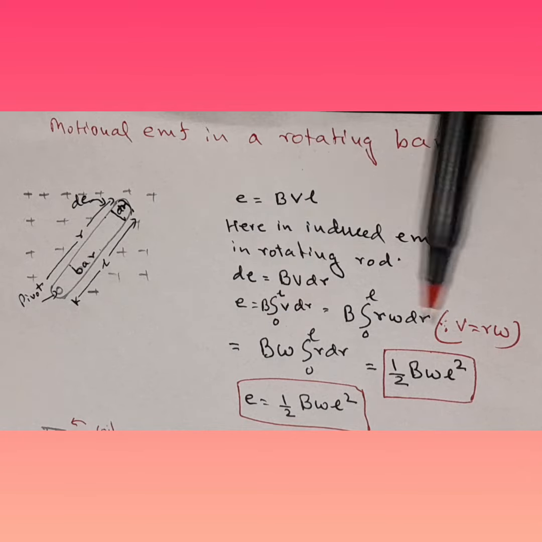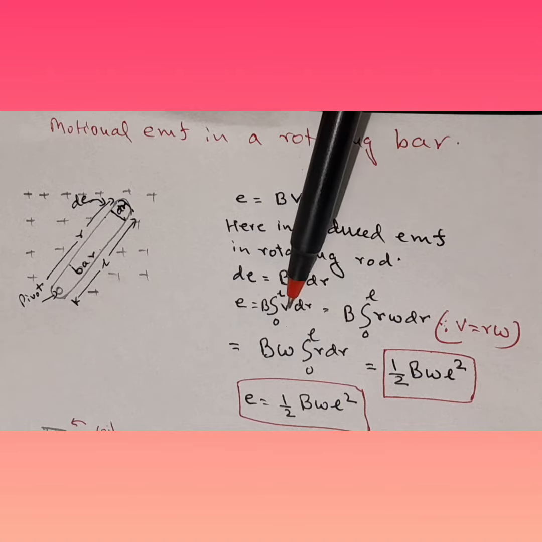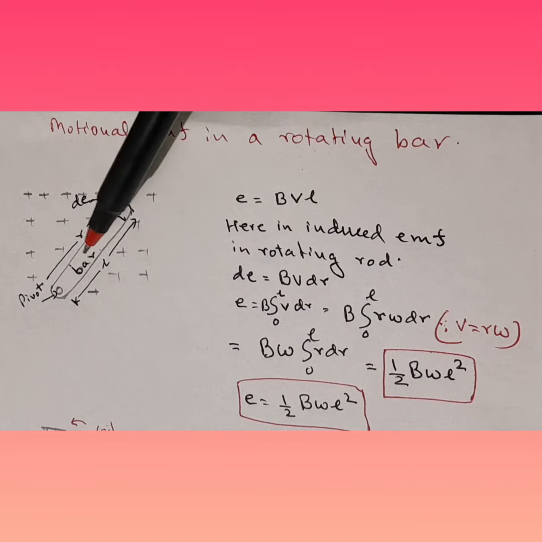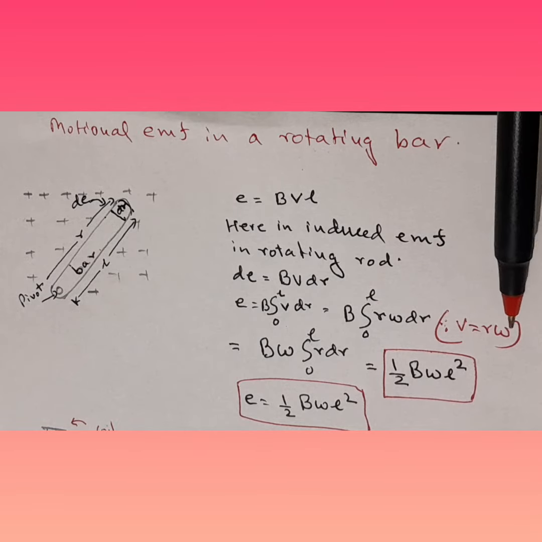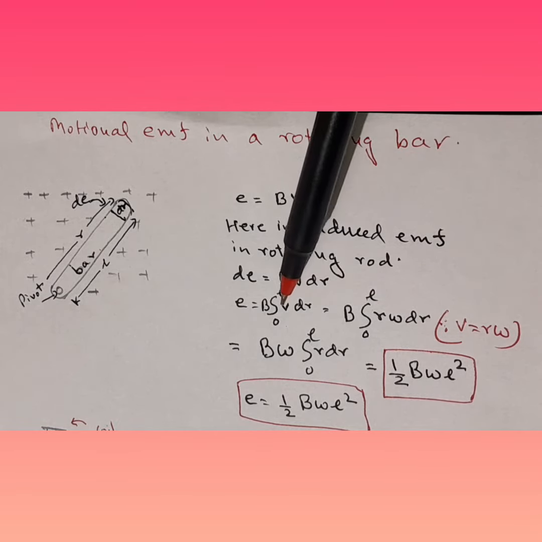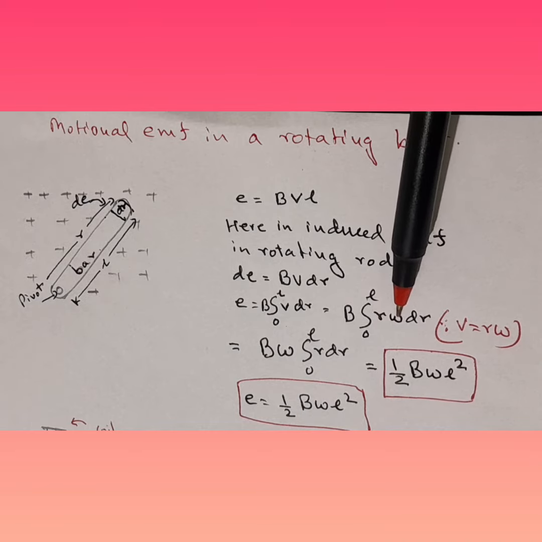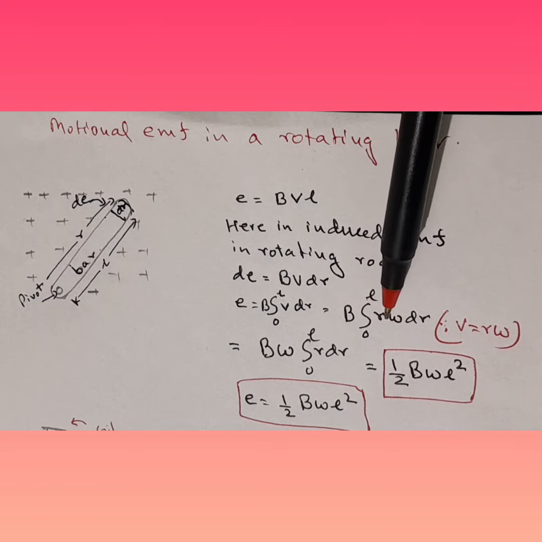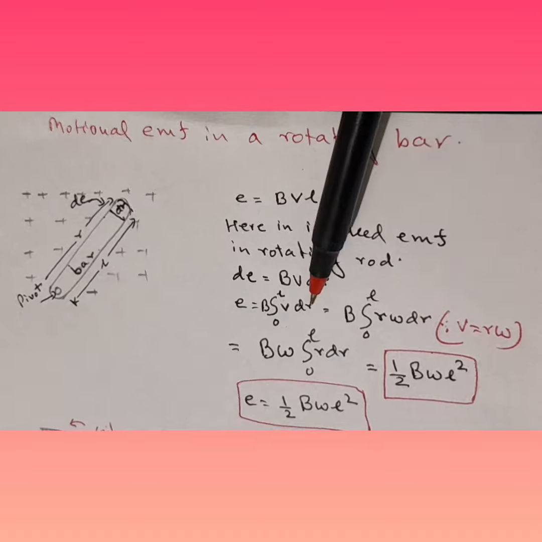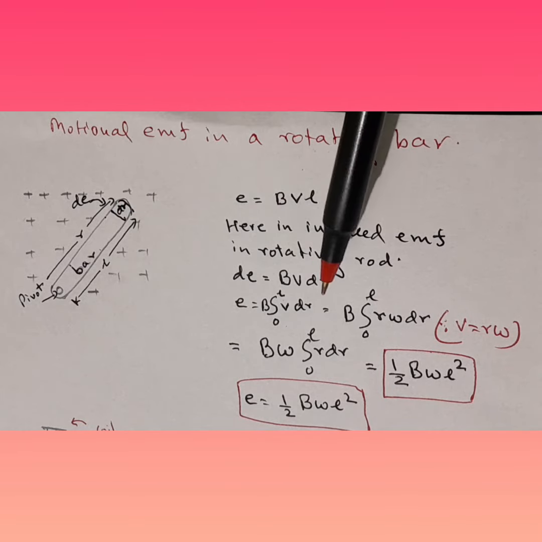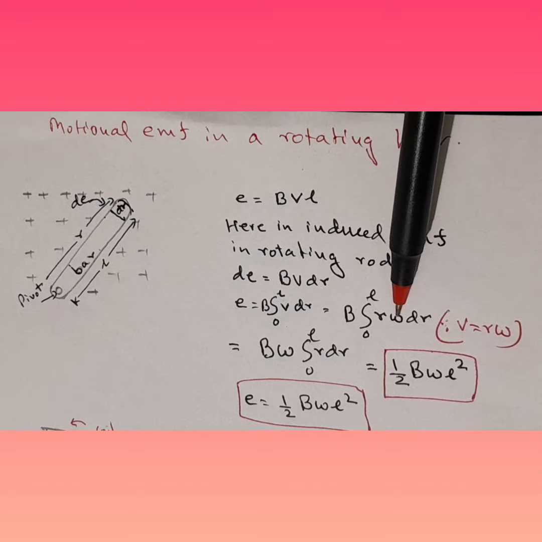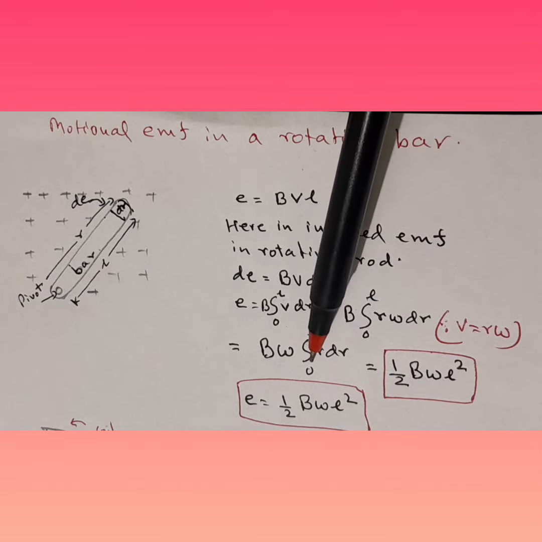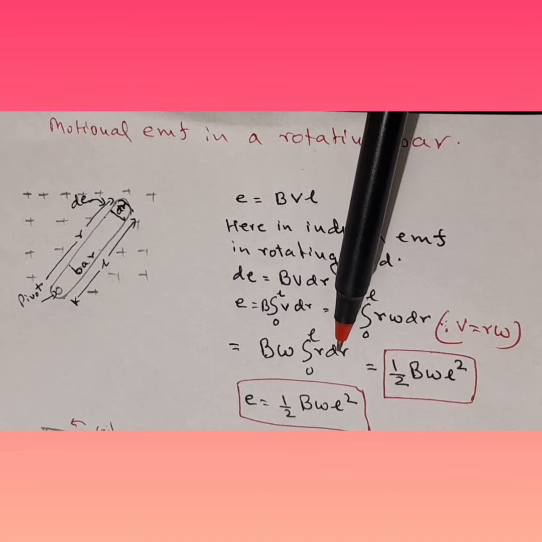Now V we know is linear velocity. Since it's rotating, we have got to convert it into angular velocity. So the relationship is V is equal to R omega. So instead of V, we can write it as R omega, integration of R omega dR, where dR is the small radius. So B and omega, being constant, come out of the integration. So it becomes integration 0 to L R dR.